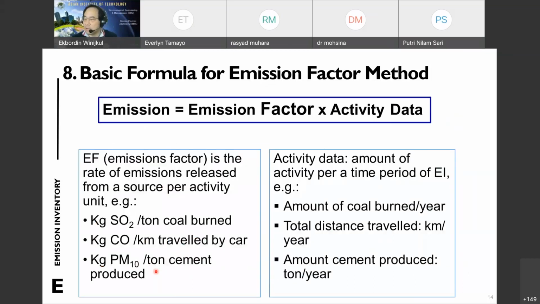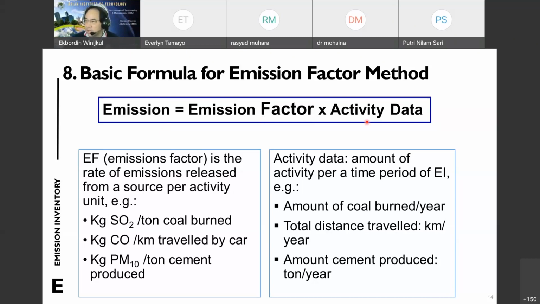Okay, now we're going to talk about the three basic formulas for the emission inventory development method. The first one is the most important emission inventory equation. Most emission inventories are developed based on this simple equation, and then we keep adding components into this equation in order to generate a more complicated emission inventory that incorporates more factors. But the basic formula is that the emission inventory is equal to emission factors multiplied by activity data.